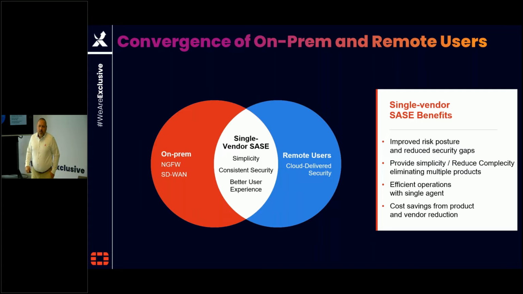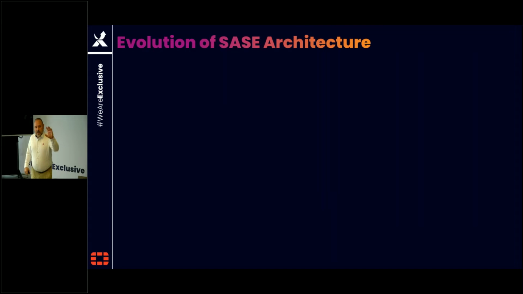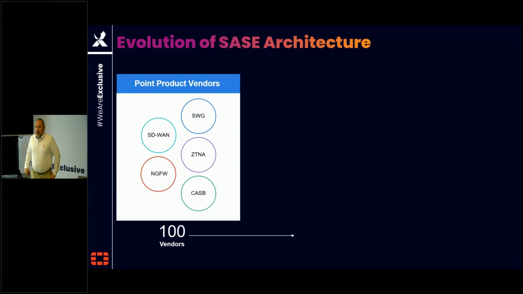So what was the evolution of SASE and the SASE architecture? Before, you had a lot of point solutions, and let's just take the five core capabilities I just told you, and you had more than 100 vendors that were capable of presenting those to you. That makes a lot of complexity, a lot of integration that needs to be made, and a lot of possible security exposures.